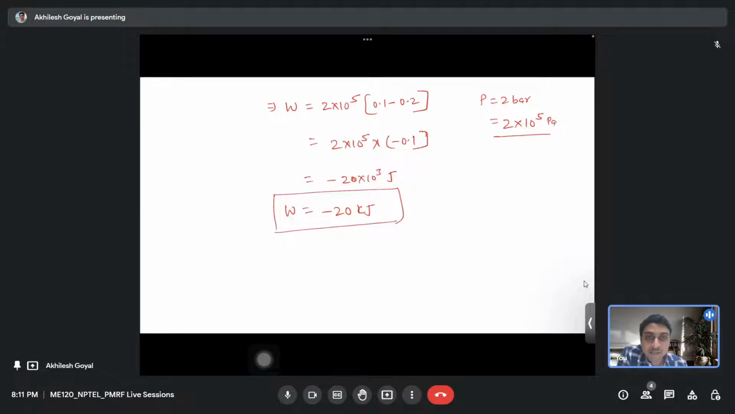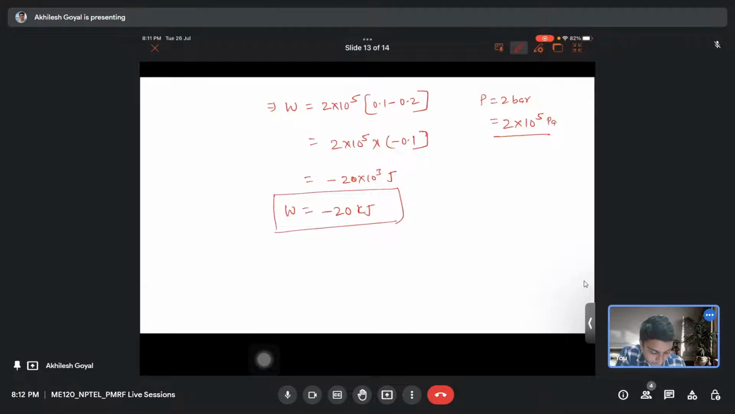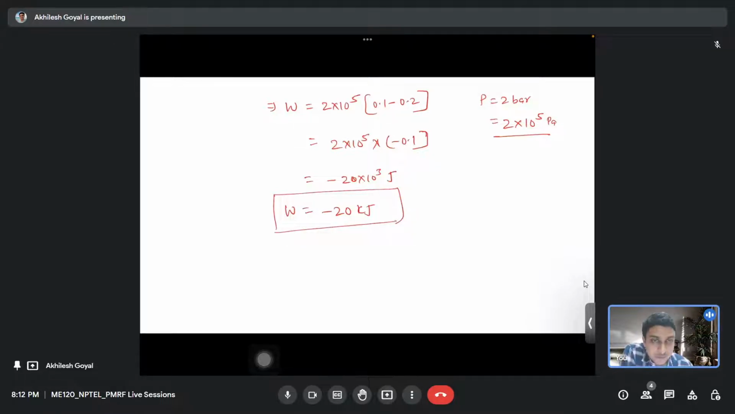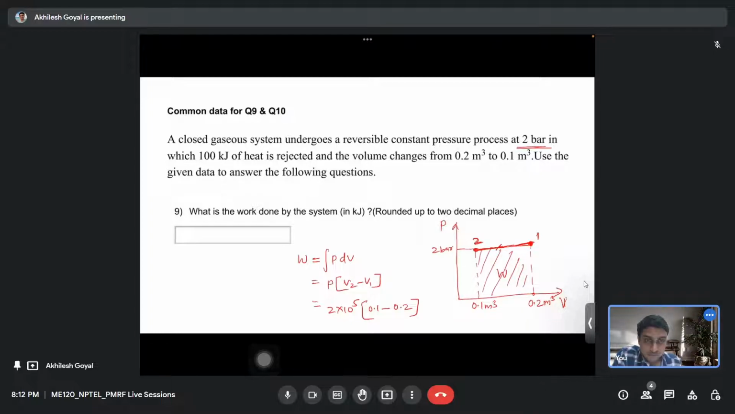So what does minus 20 kilojoule mean? It means the work is done on the system. When the work is done on the system, the work is negative, and when work is done by the system, then work is considered positive. So here the work is being done on the system. So 20 kilojoule of work is done on the system, and also here 100 kilojoule of heat is rejected.